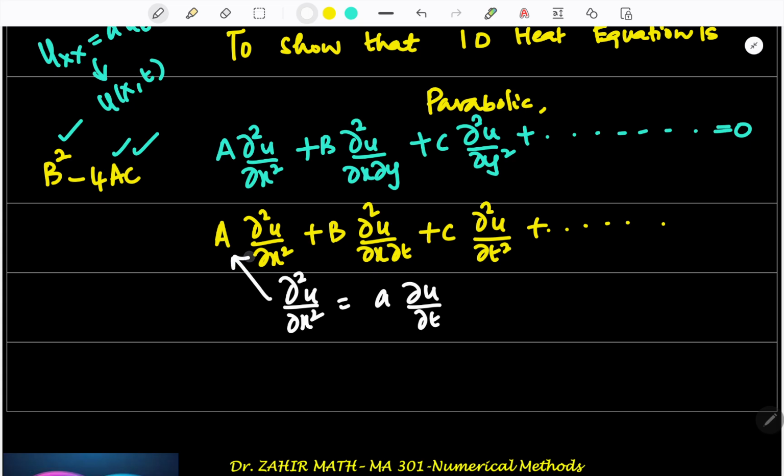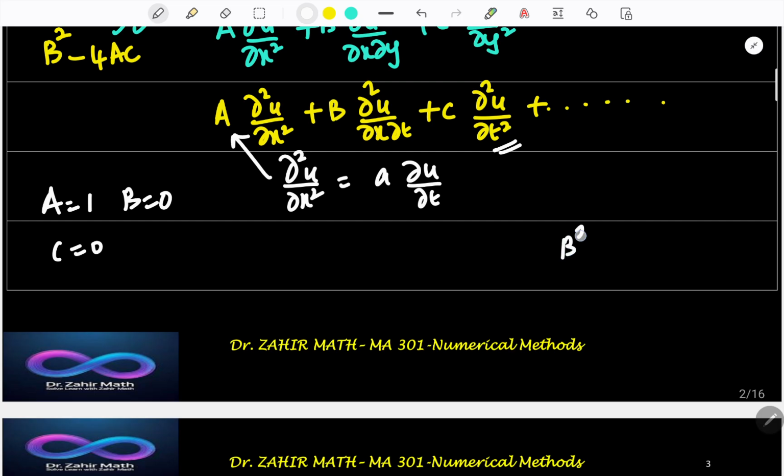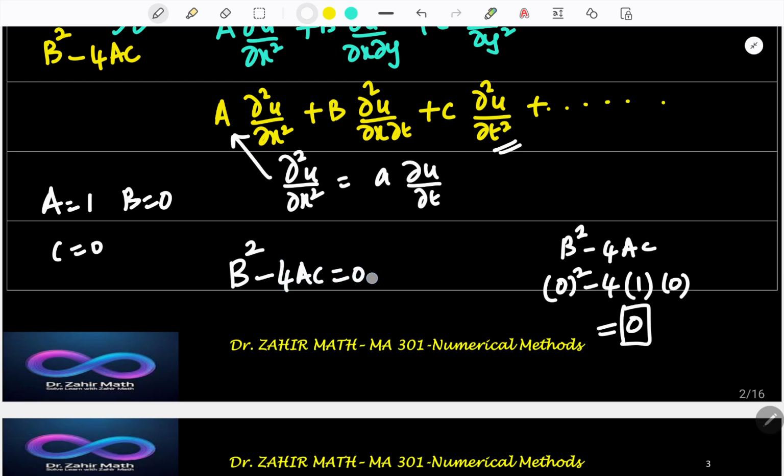So just compare these equations. What is the value of A? It is 1. What is the value of B? It is 0, because there is no dou square u by dou x dou t. And what is the value of C? C is also 0, because there is no dou square u by dou t square. Now let us find the discriminant value, b square minus 4ac. B square is 0, minus 4 into A, which is 1, into C, which is 0. So it is equal to 0. In this way, if the discriminant value b square minus 4ac is 0, the given differential equation is called parabolic.